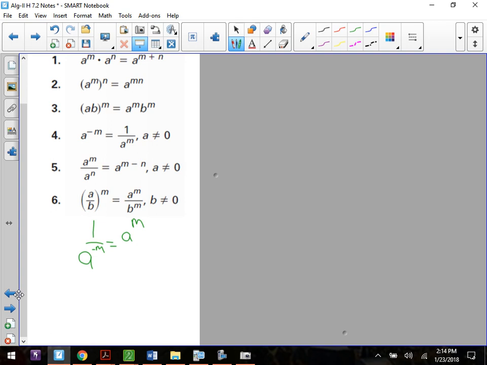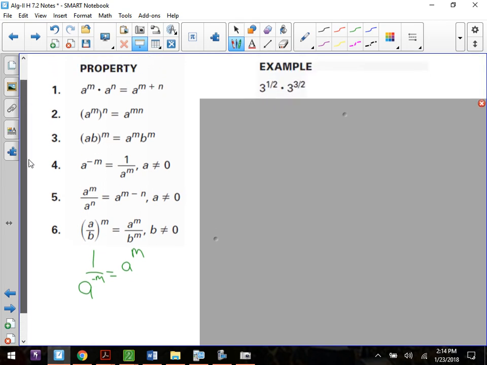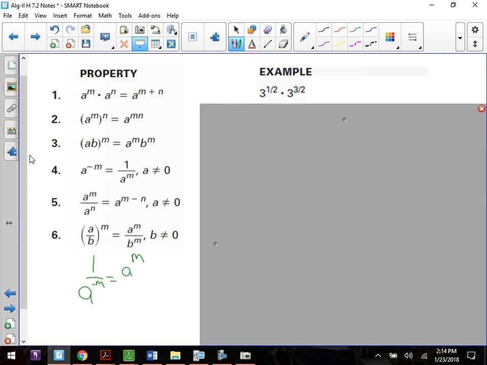So, as you go through a couple of these, I'm just going to kind of walk through a few examples. What's up again? If I have 3 to the half times 3 to the 3 halves, isn't that the same base?